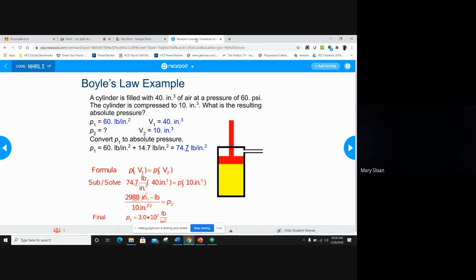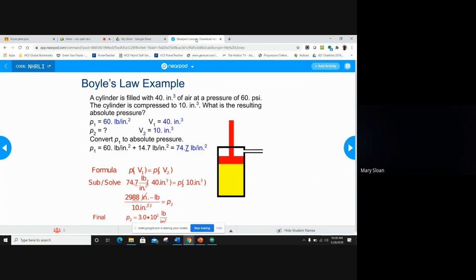So if we look, our P1 is 60 pounds per square inch, and our volume is 40 inches cubed. Our pressure 2, we don't know what it is, and our volume 2 is 10 inches cubed. So we're going to take our formula again, but this time we're looking for P2. P1 V1 equals P2 V2. If I'm looking for P2, does it make sense that I divide both sides by V2?